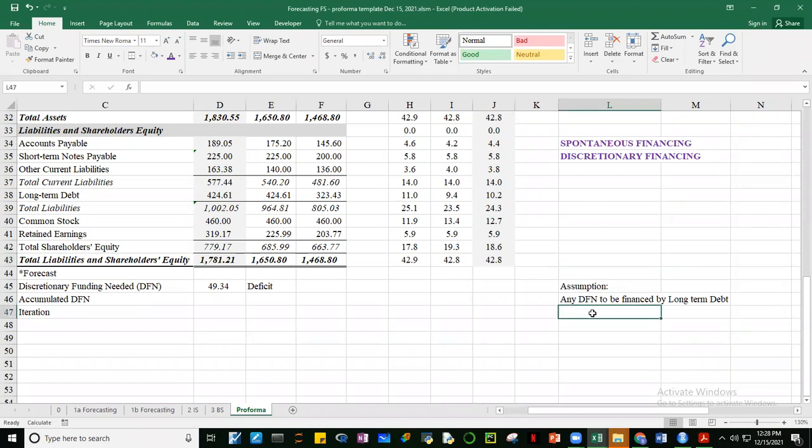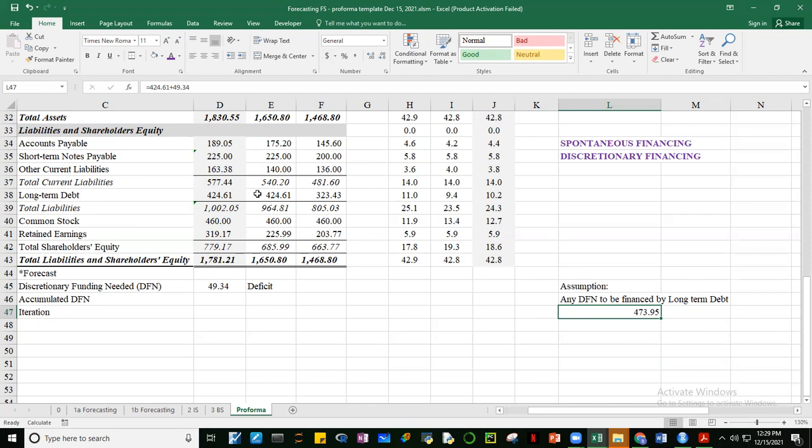Okay, so ganito gawin natin guys, no? Di ba itong long-term debt natin 424? Okay, ang gagawin natin, I'll copy this: 424.61 plus 49.34. I'm copying it guys para absolute value kasi hindi ko pwedeng i-link dito kasi baka magbabago tong mga to. Okay. So magkano ba dapat yung DFN natin? Dapat yung DFN natin 424 plus 49.34.